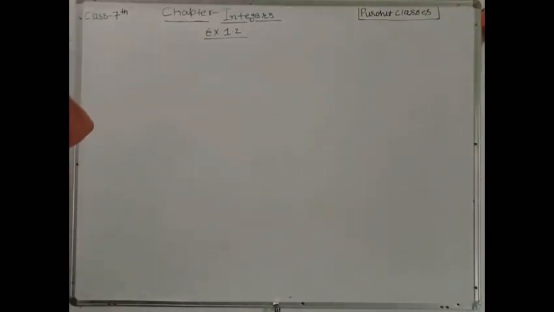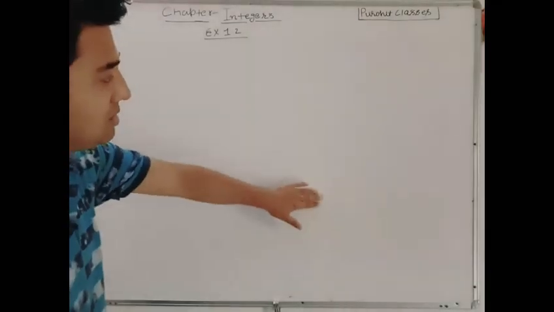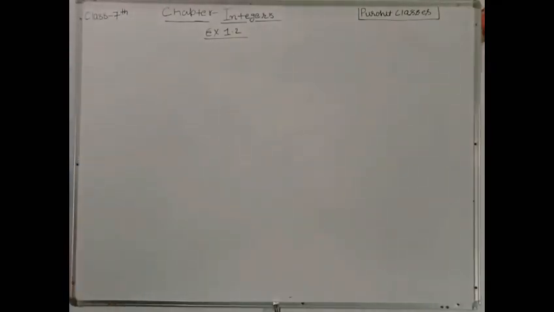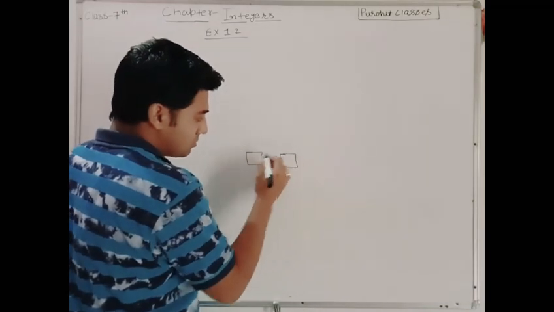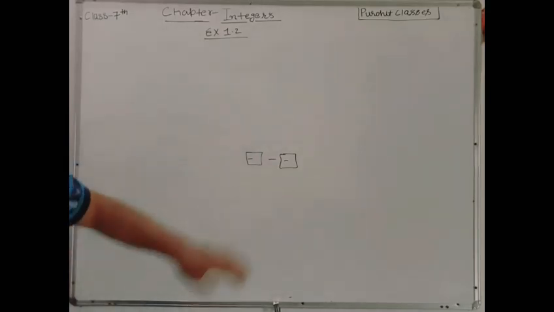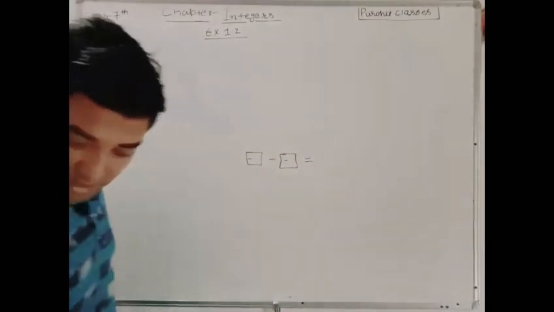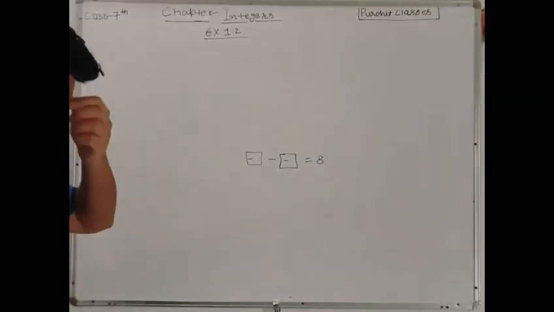Now let's see question number 2, part A. Write a pair of negative integers whose difference gives 8. In this question we are restricted that both the integers should be negative, and the operation is difference, meaning minus. Two integers will be here, both negative, and then we are going to get our answer, that is positive 8. Understood? How will we solve?